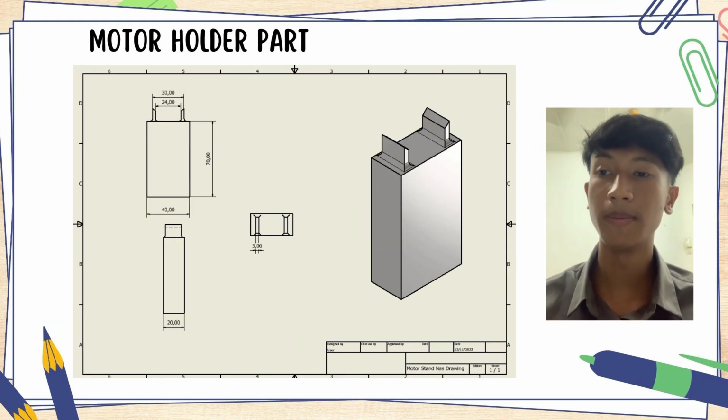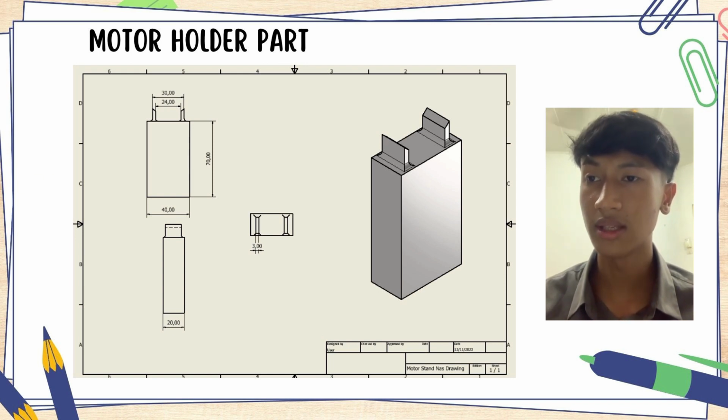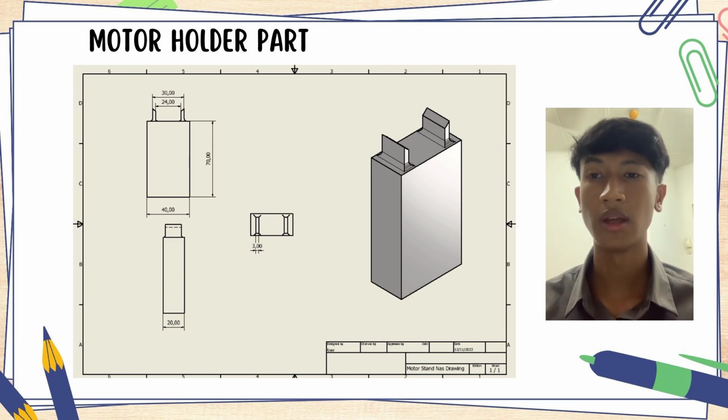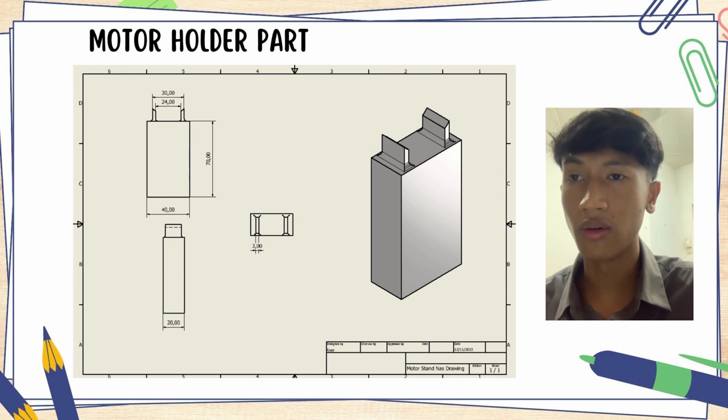Okay, motor holder part. The height of the motor holder is 70 mm and the width of the motor holder is 40 mm. The interior distance of the head is 24 mm and the outer is 30 mm. The thickness of the motor holder is 20 mm. We have a shape at the head of the motor holder and the size is 30 mm. You can see the part of the motor holder.